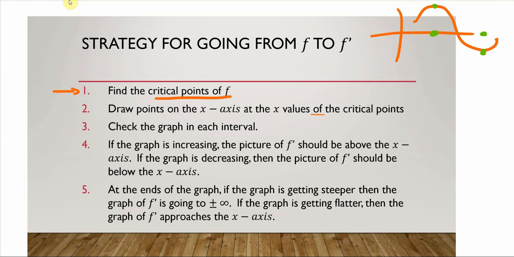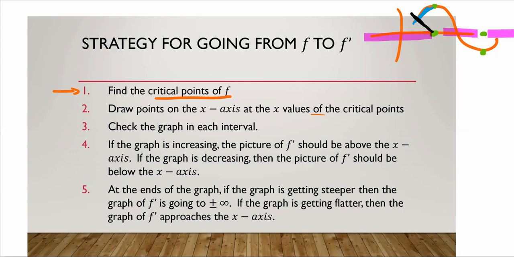Now between each interval, now that I have the x-axis, and if that was a number line, I have 3 intervals. This is my first interval right here, this is my second interval, and then I have my third interval. If the graph is increasing, then the picture of f prime should be above the x-axis. If f is decreasing, then the picture of f prime should be below the x-axis. So what I'm saying here is my picture here is increasing, so that means that f prime is going to be above.